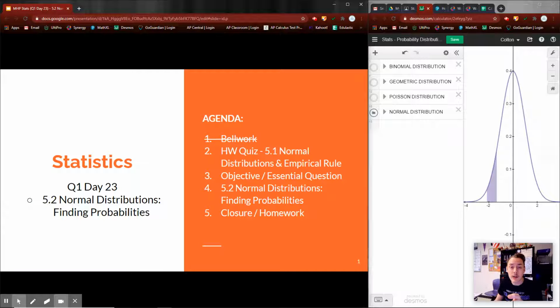We're going to be continuing using z-scores and Desmos, but not by finding areas, but by finding probabilities. So we're going to be using specific examples, big examples, application questions, pulling out the necessary things to use, and then using that to find probability.